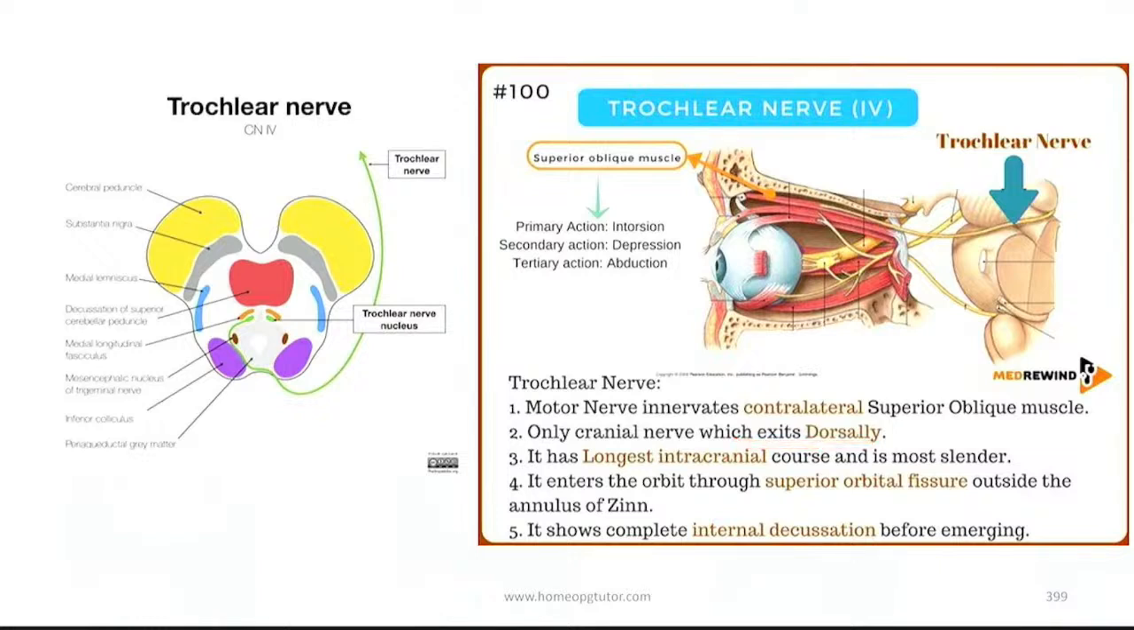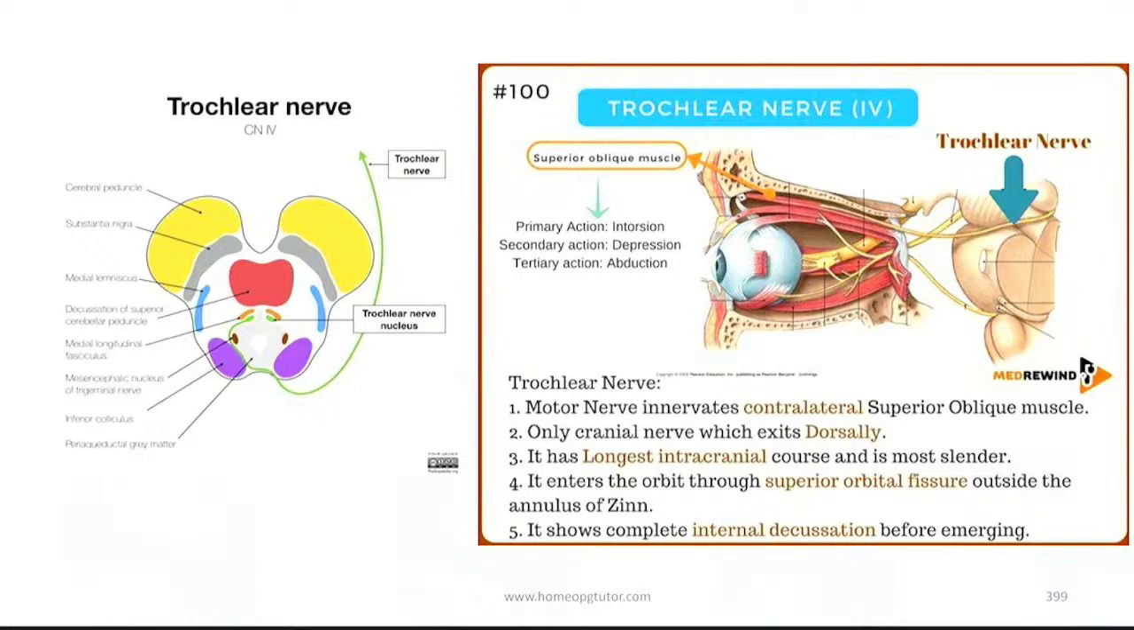And it also supplies the opposite side. So it crosses the opposite side. See, before emerging only, it will cross. The optic nerve was crossing in the optic chiasma, that is after the emergence. Even the olfactory nerve, that is not crossing, that is crossing later on. But before emerging only, this trochlear nerve will cross within the midbrain from left to right or right to left. Okay, and it exits dorsally. That is one more thing you have to remember.